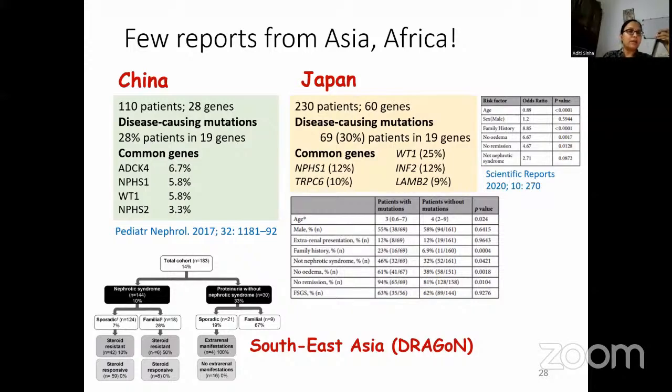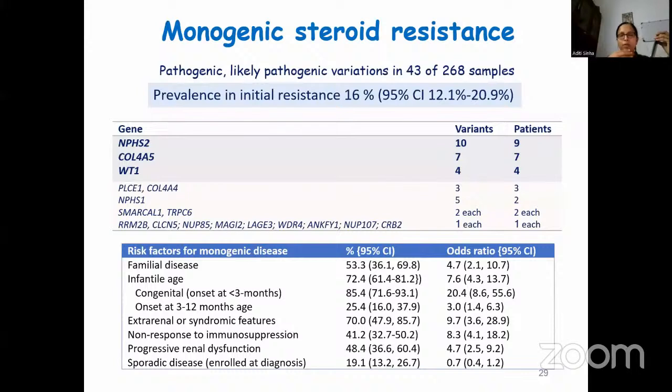Where are we in India? When we look at our own results from the NephQuest consortium efforts through the DBT funded project, out of 268 patients we tested, all with initial steroid resistance, we found variations of important nature in only 16% of cases. The majority of these variations were in conventional genes, that is NPHS2 and WT1. But COL4A5 was also a very important cause of steroid resistance in our population.